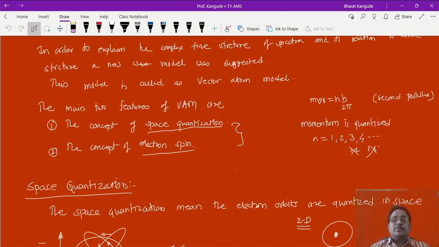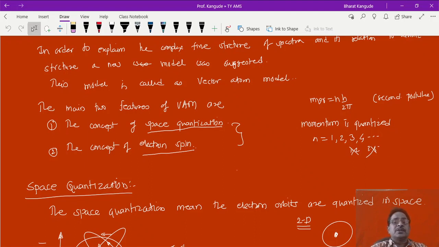Then scientists at that time thought that there should be some other model which will be helpful or useful in discussing each and every aspect of this spectroscopy. And in that sense, these two basic concepts, as we have seen, were introduced later on in this model, which is called the vector atom model.